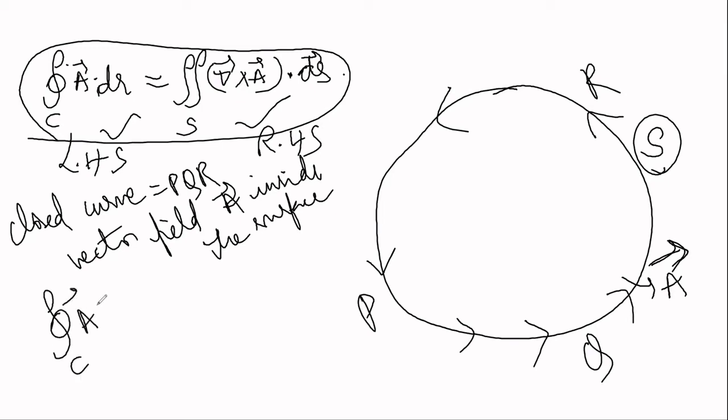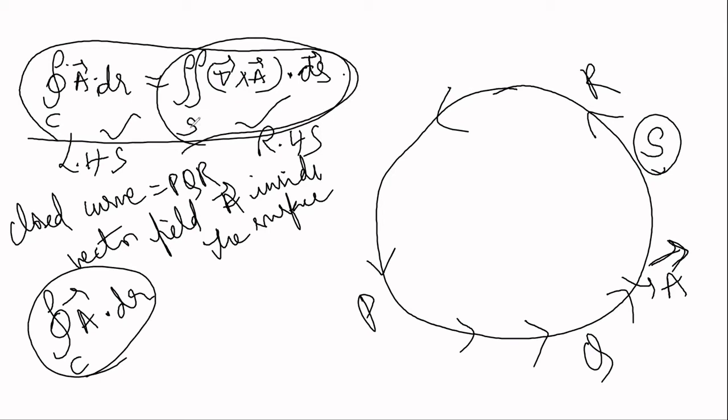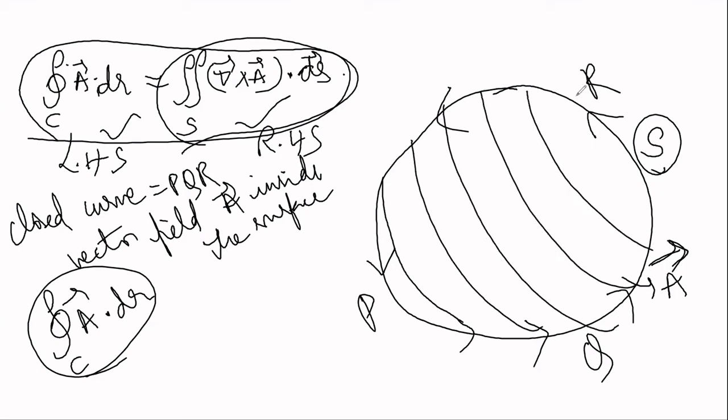So the line integral of A bar along PQR is line integral A dot dr. Now we have to prove that this is equal to the surface integral of curl of A dot dS. So now let us consider this surface to be made up of small surfaces, infinitesimal surfaces like this.